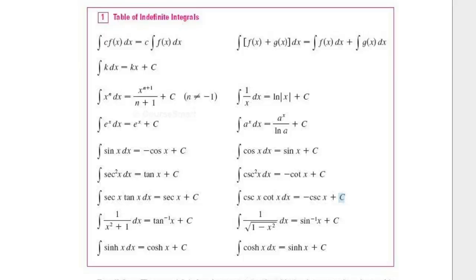Anyway, and then there's a bunch of these derivative rules. We know that the derivative of e to the x is e to the x, so the antiderivative of e to the x, or the indefinite integral of e to the x, is e to the x plus a constant. The derivative of the arctangent of x is 1 over 1 plus x squared. So the indefinite integral of 1 over 1 plus x squared dx is the arctangent of x plus a constant. All these rules are derivative rules that you learned in Calc 1, and now we're just rewriting them as antiderivative rules.